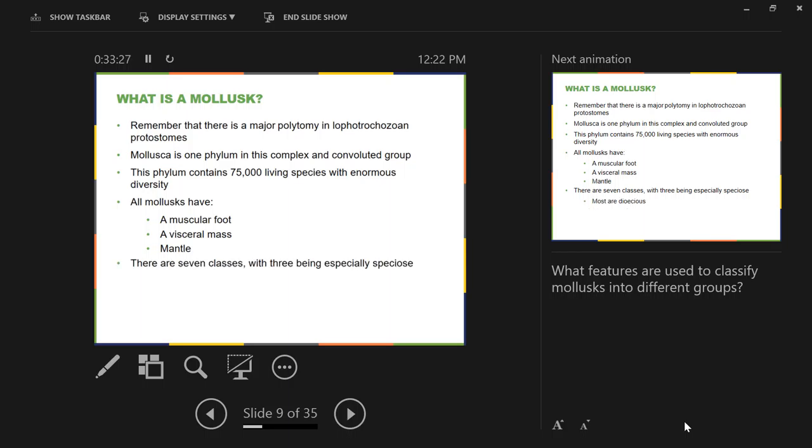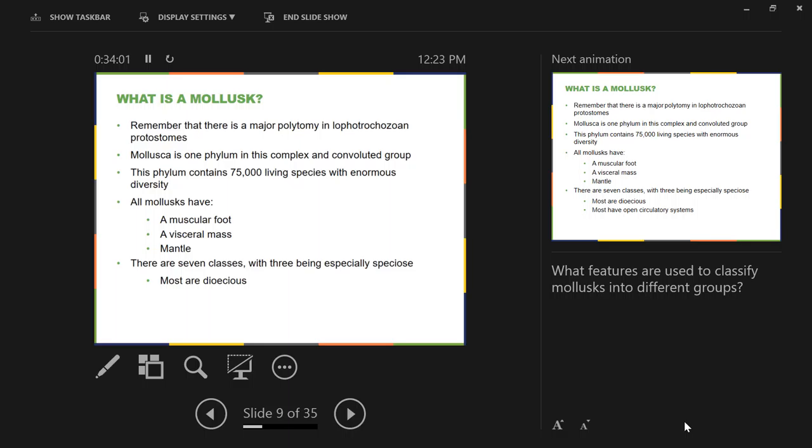So there are seven classes within this phylum. And three of those classes are especially speciose. And those are what you all gave me. So there was bivalves: scallops, clams, mussels. Is that what everybody said? I feel like I'm missing one. And then there's gastropods, which are snails and slugs. And then there's cephalopods, which are octopi, squid, nautilus, cuttlefish.